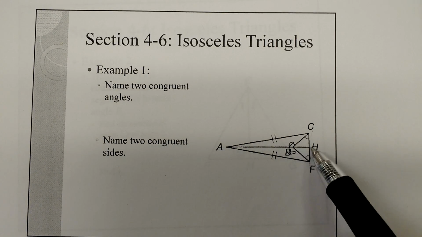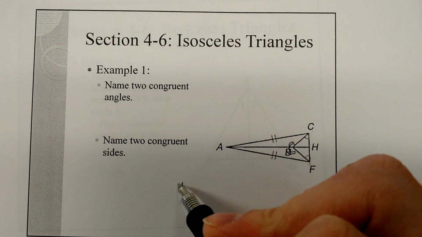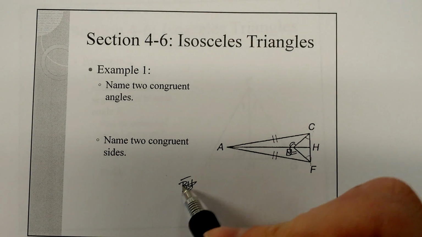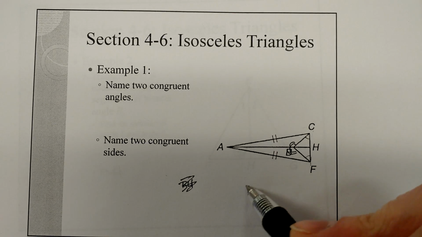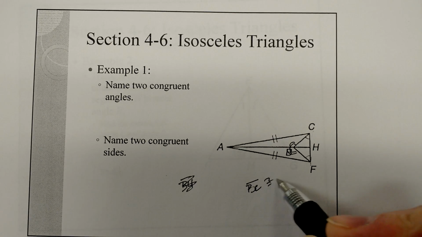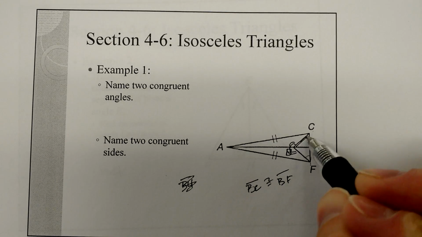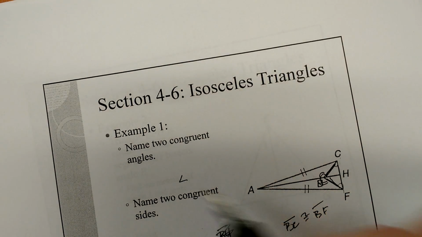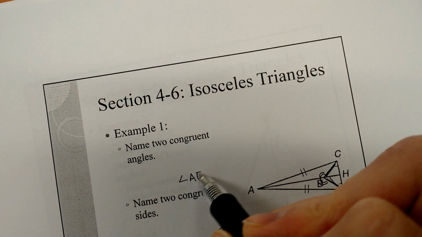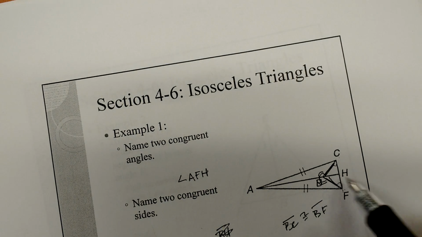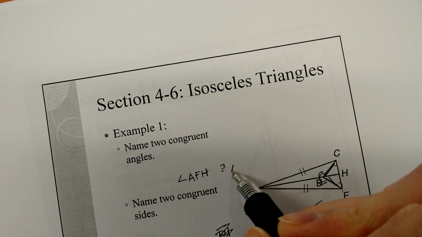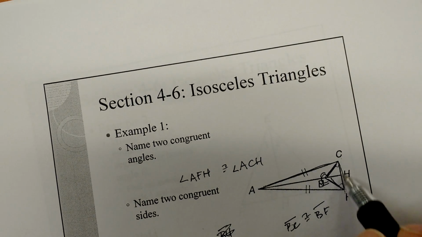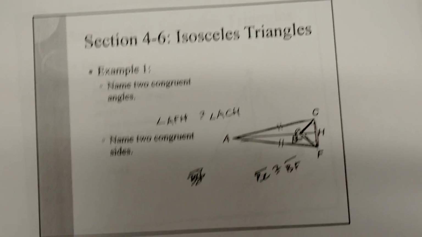Or you have this one here, which is BH, because BH is actually in two triangles. Or you have BC is congruent to BF. That's that side and that side. These are opposite congruent angles. So for the angles, we'll actually say AFH and angle ACH. So that's those there.